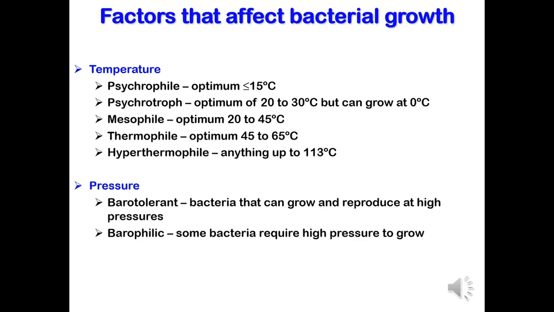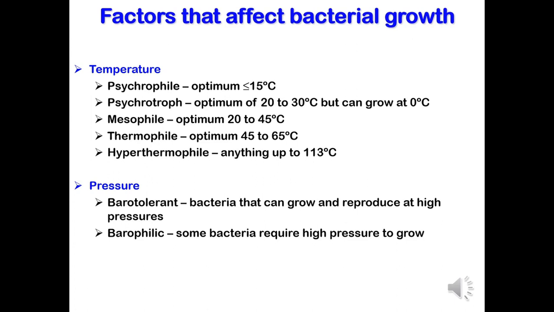Then you have the hyperthermophiles, and these can grow at extremely high temperatures. For example, bacteria which live in the Atlantic Ocean hydrothermal vents. Okay, so these are like hot springs on the ocean floor.